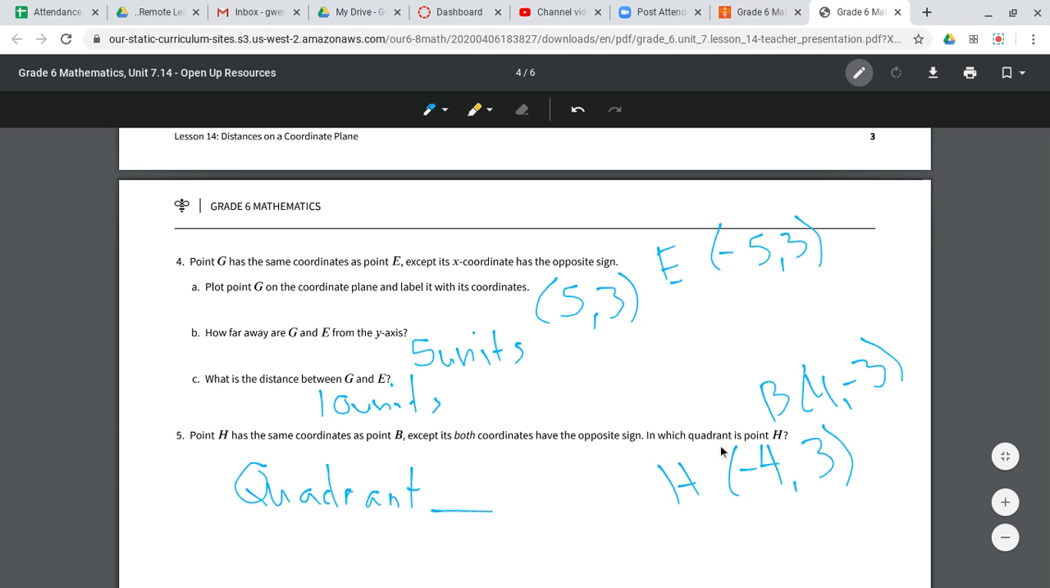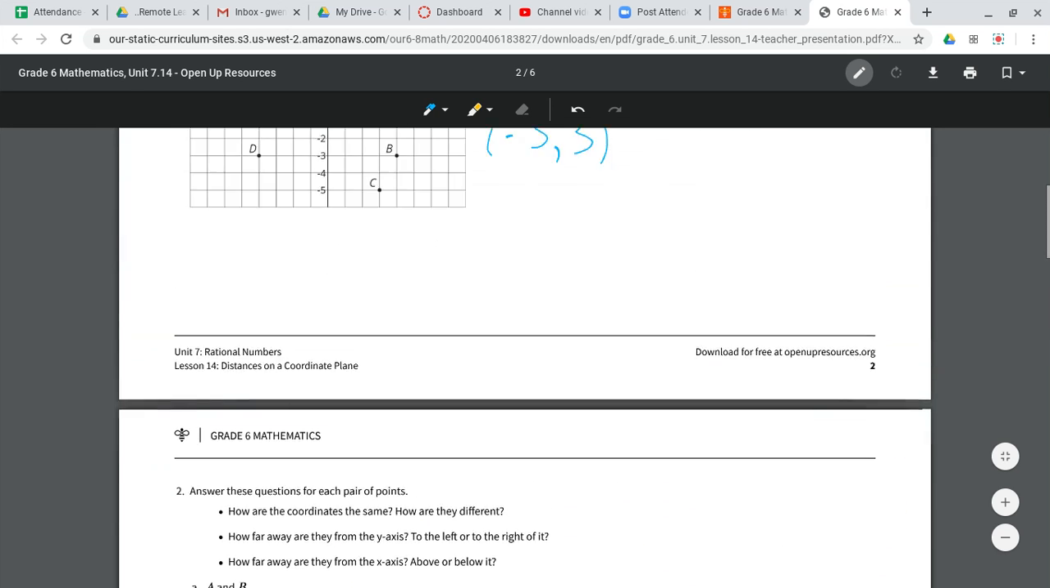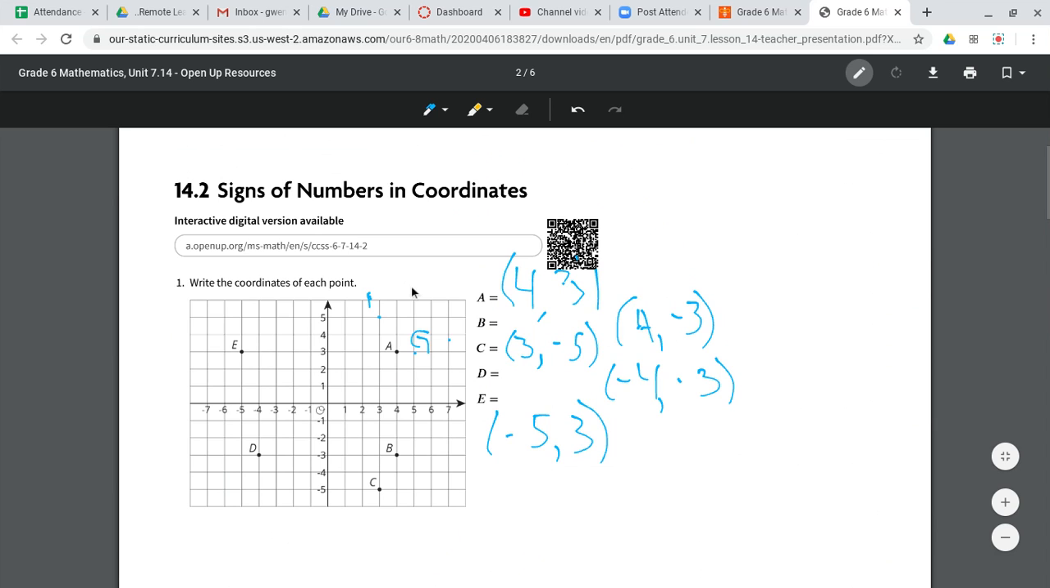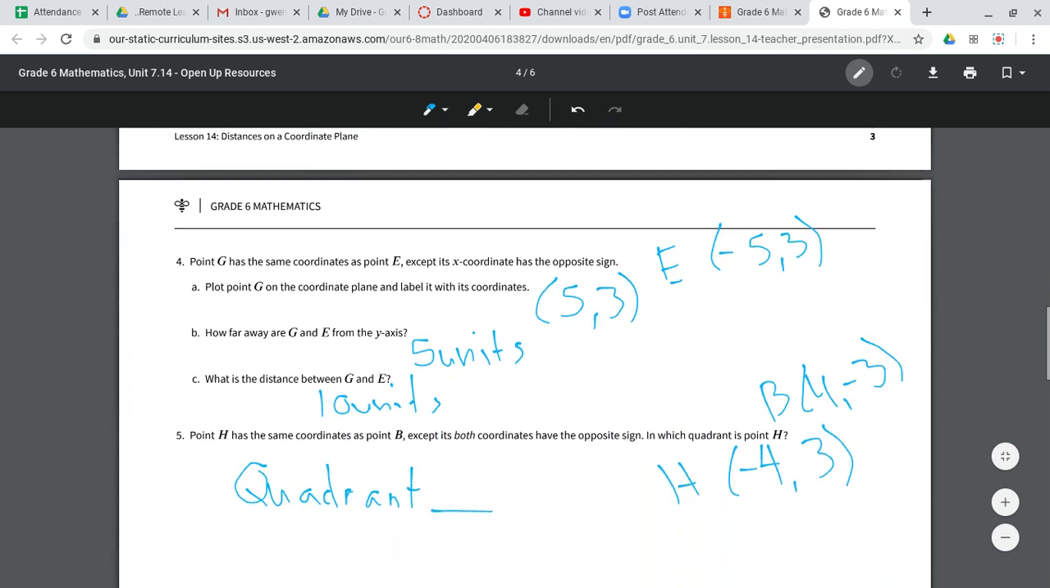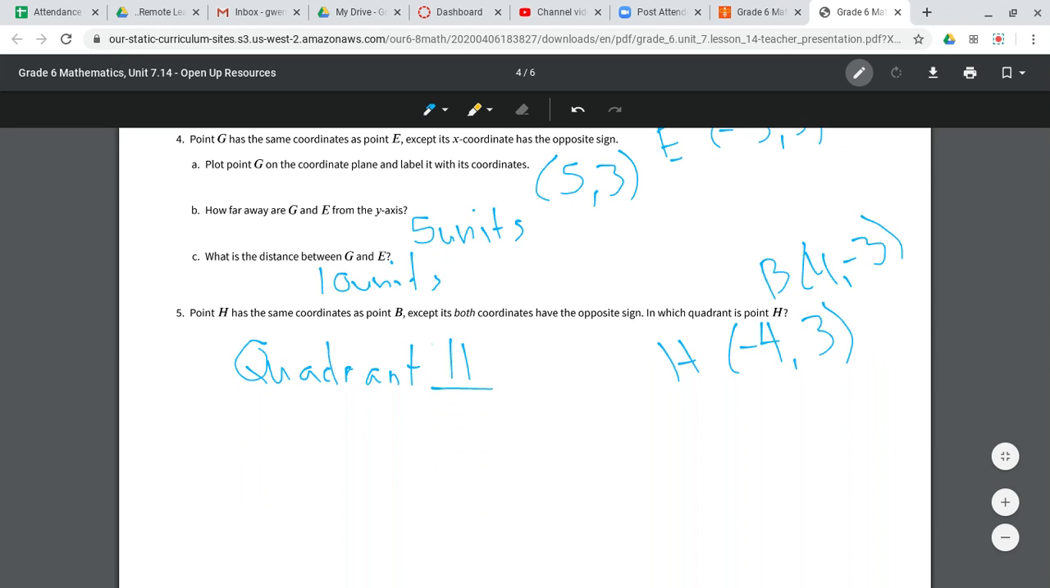Now, it wants to know which quadrant this point is going to be in. So remember, look back up at our coordinate plane. So this quadrant here is the first quadrant. This is the second quadrant. This is the third. And this is the fourth. And we use Roman numerals to notate those. So if we're doing the point -4, +3 for H, which quadrant is it going to be in? Yeah, it's going to be in the second quadrant. Excellent. So quadrant 2.